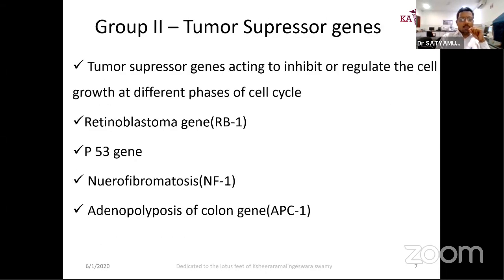Coming to group 2, tumor suppressor genes. This is the most important part of this session. Tumor suppressor genes act by inhibiting or regulating the growth of the cell at different phases. I told you about the G1 checkpoint, G2 checkpoint, and M checkpoint; they act at these different phases to stop the cell cycle. Any abnormality in tumor suppressor genes can stop the tumor suppression, thereby leading to tumor progression.